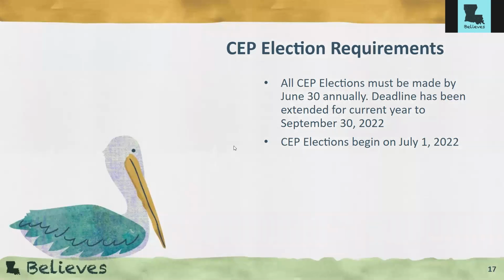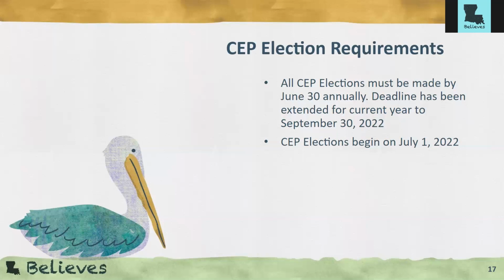Still part of the notification requirements are the election requirements. And those deadlines are typically June 30th. But with the extension of the deadlines, the current due date will be September 30th, 2022. But the CEP elections do begin on July 1st. So it is really ideal to have those decisions on CEP made going into next school year, so really as of July 1st.